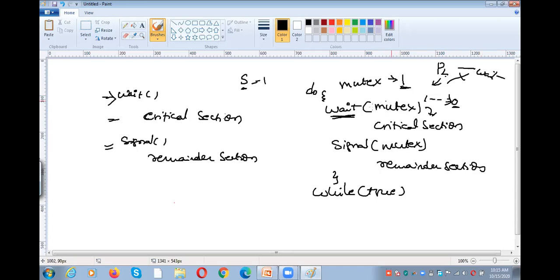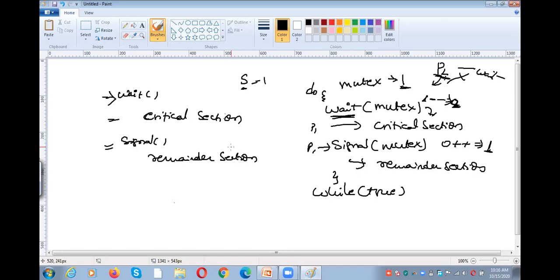So P1 is now in the critical section. After using the critical section, P1 will perform the signal operation on mutex. What is the value of mutex? 0. Signal of mutex means 0 plus plus, so the value is 1. P1 will move to the remainder section. Whenever the mutex value becomes 1, P2 is again able to perform the wait operation, because 1 minus minus is possible. So P2 can perform the wait operation and enter into the critical section.